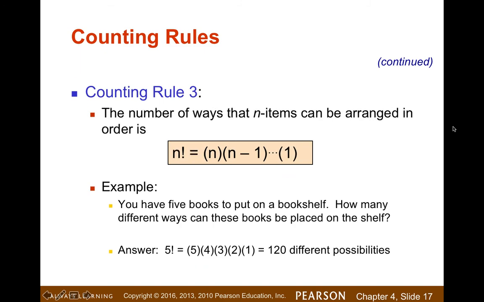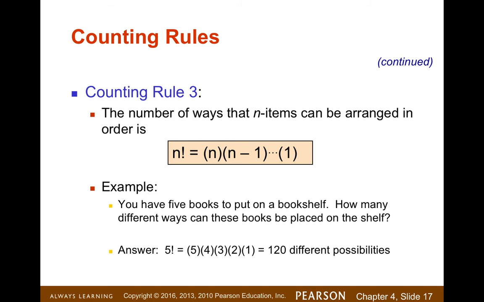Counting rule number 3: the number of ways that n items can be arranged in order is just n factorial. So when you see n with the exclamation mark, it's not that the n is excited. It's a mathematical operation that tells you to start at n and multiply that times n minus 1, times n minus 2, times n minus 3, all the way down to 1.